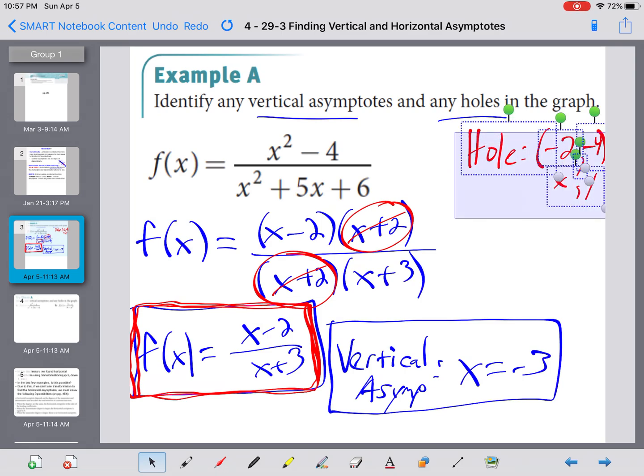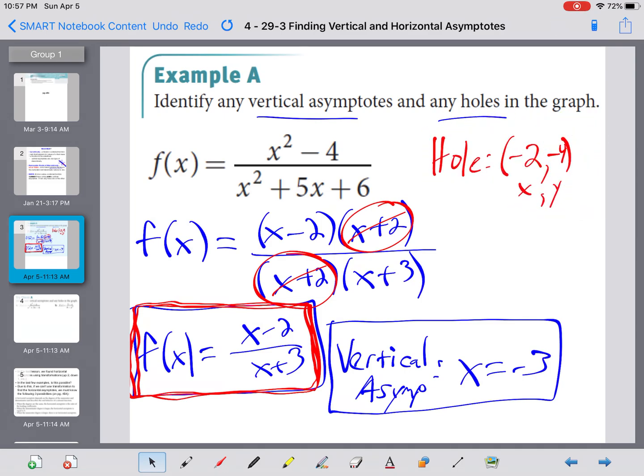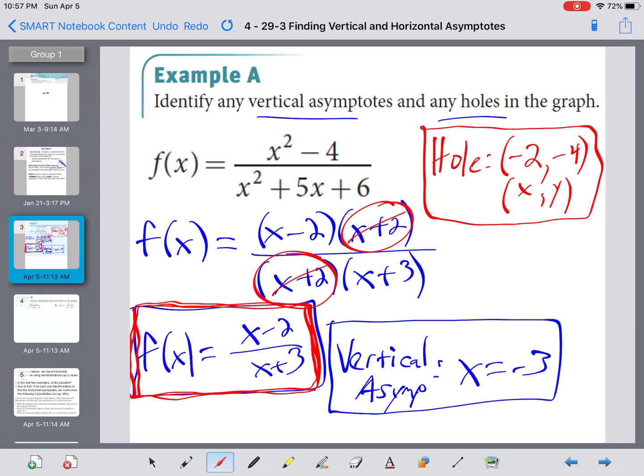All right, so holes, like I said, are points. They're going to have an XY value. So you find the X value by something reducing in the top and the bottom, reducing to 1, and you find the Y value by taking that X value and plugging it into your reduced function. Let me just check that: -4 up top, +1 down low. Yep, the hole is at -2, -4. All right, so that's how a hole works.